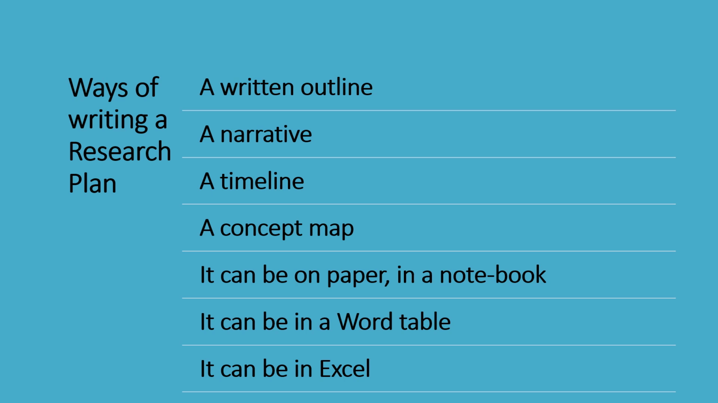So there are different ways of writing a research plan. You could do a written outline, a narrative, a timeline, a concept map. It can be on paper, in a notebook. It can be on a Word table, for example, or it can be on Excel.